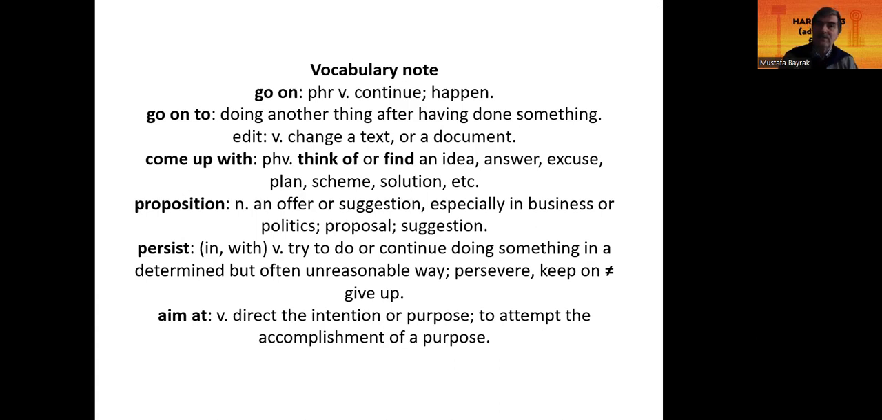Come up with, as in a beautiful explanation. Think of or find an idea, answer, solution, excuse, plan, scheme. Solution, yeah. Come up with a solution. Come up with an idea. Come up with an answer. The question was very difficult. I thought I couldn't answer it, but suddenly I came up with an answer.